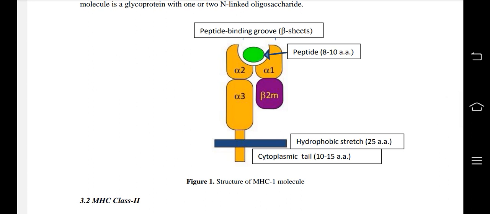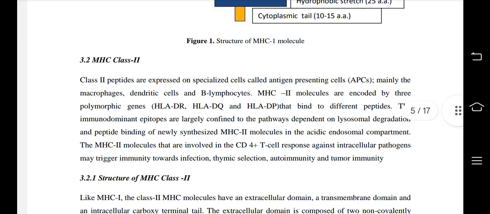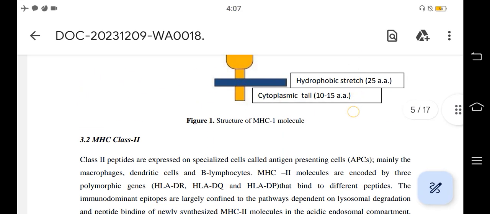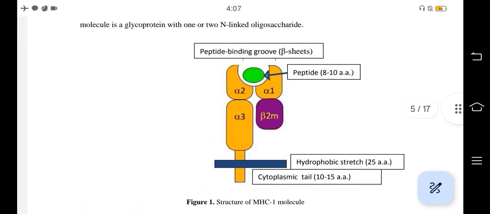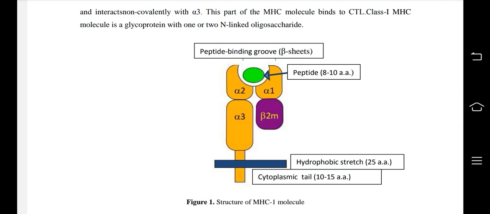Peptide binding groove of beta sheets, alpha 1, alpha 2, alpha 3, beta 2M peptide, hydrophobic structure, cytoplasmic tail. This is the structure of the MHC1 molecule. Then MHC class 2. So learn the structure. Alpha 2, alpha 1, alpha 3, beta 2M.